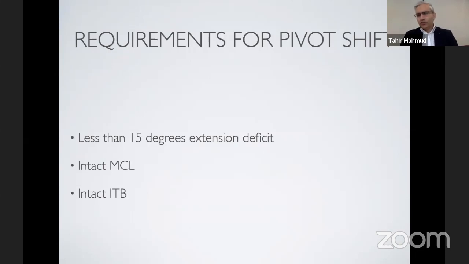In order to perform a pivot shift test, you have to have 3 things. You have to have a knee that you can get close to full extension, certainly no more than 15 degrees of knee flexion. Otherwise, it's very difficult to elicit a positive pivot shift. You need to have an intact medial collateral ligament because you will be applying a valgus stress to the knee joint. And you must have an intact iliotibial band because it is the iliotibial band that is reducing the tibia back underneath the lateral femoral condyle where it needs to be.